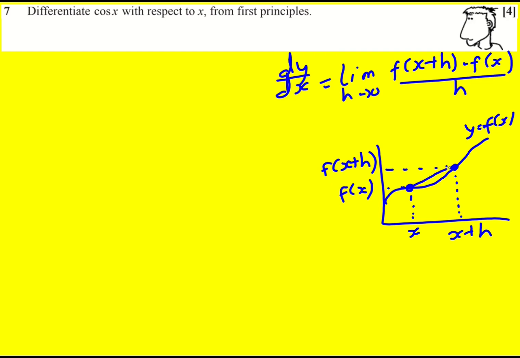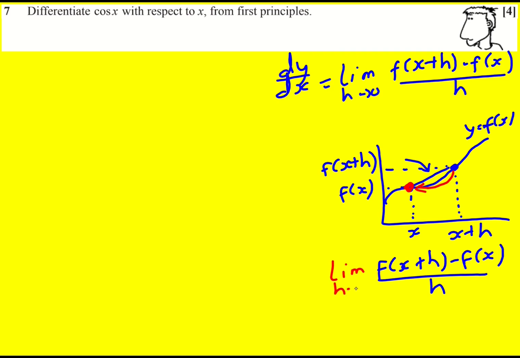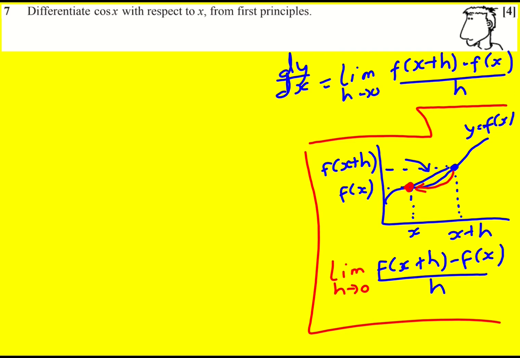And then we want to find the gradient between these two points. So it's rise over run. f of x plus h minus f of x is the rise. The run is then just h, and that is the gradient of this chord between these two points. If we want the instantaneous gradient at the point x, then we just move this point closer and closer together, which is where the limit as h tends to 0 comes in. So just a little bit of background on this amazing formula.